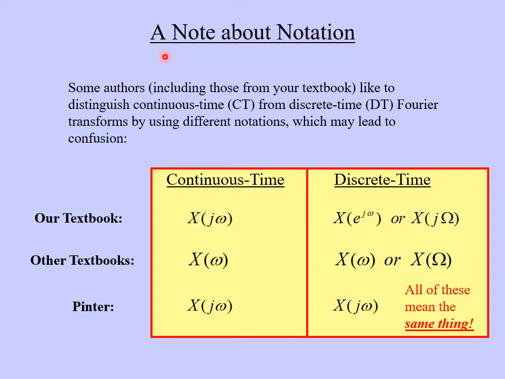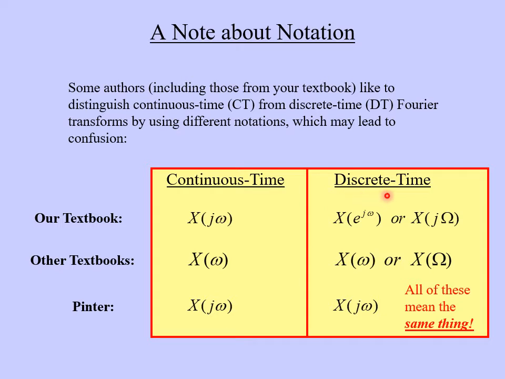So, for example, in our textbook for continuous time, a Fourier transform is always an uppercase letter, and then the argument is j omega. Obviously it's a function of radian frequency omega, but they put this j in there just to remind us that this Fourier transform is a complex valued quantity.